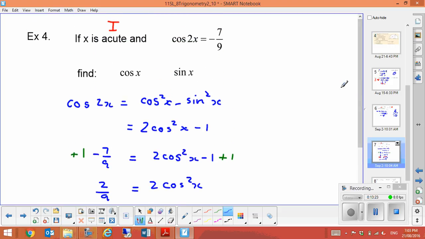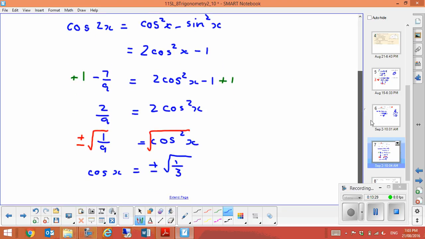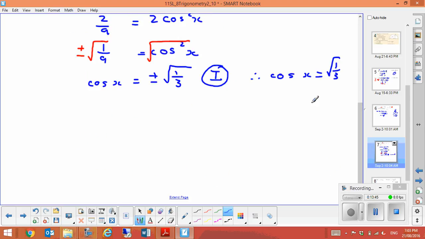Alright, let's have a look. We're in quadrant 1. Okay, so can it be negative? No, because everything is positive in quadrant 1. Therefore cos x equals 1 on 3. Now, it looks a bit like our triangle, but we don't get any cos values with 1 on root 3. So we need to make up our own triangle.